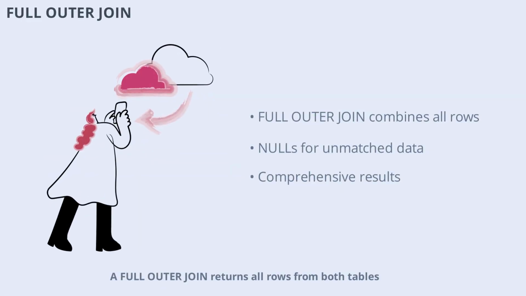Full outer join returns all rows from both tables, matching them where possible. If there's no match, you'll see nulls for the missing side. This join is great for combining all data, even if some records don't have a match in the other table. It's especially useful for comprehensive reports and data reconciliation.